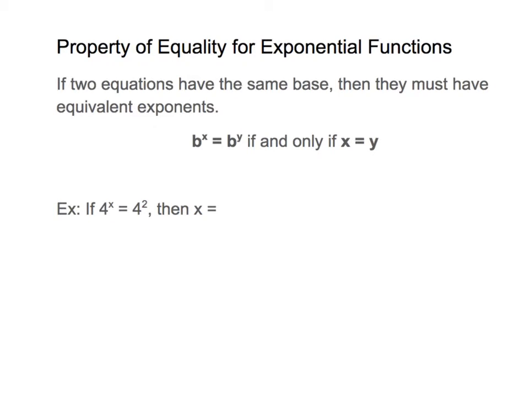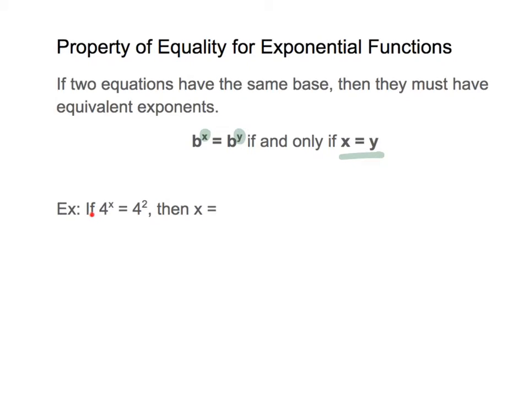Okay, so now we're going to take a look at the property of equality for exponential functions. So this property is pretty simple. All it's saying is that if you have two equations with the same base, so notice that this side is equal to this side, right? The bases are the same. Then they must have equivalent exponents. So all that's saying is that if the base is the same, then the exponents x and y have to be equal to each other. So whenever the base is the same, the exponents are equivalent.